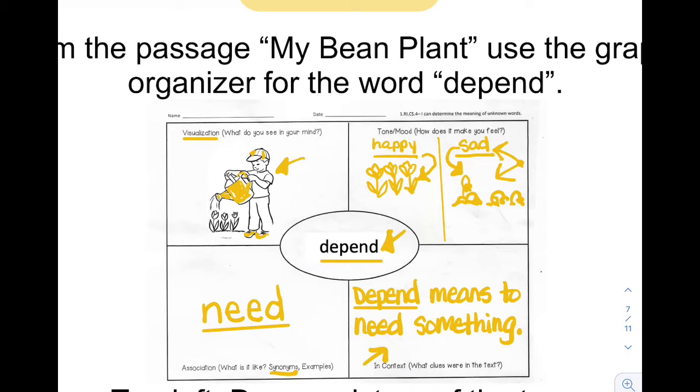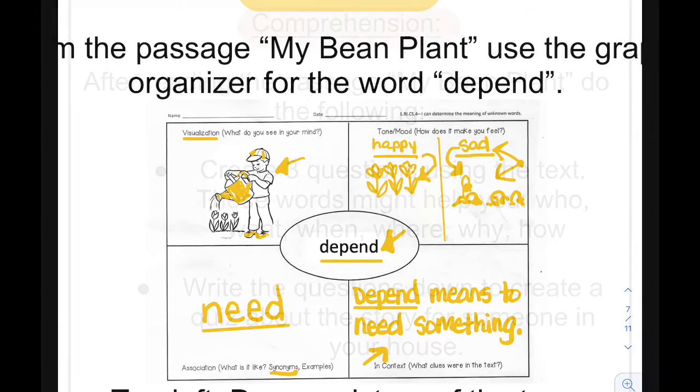Next, we're going to do a sentence that tells what the word means by using the context clues. We said depend means to need something. Have fun with this word today. Don't forget to use it.